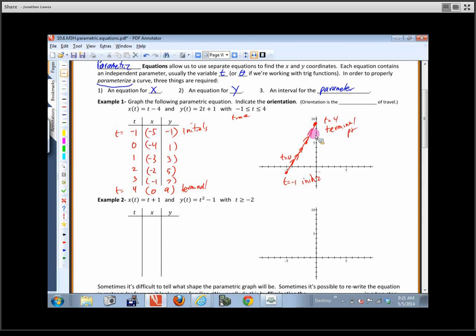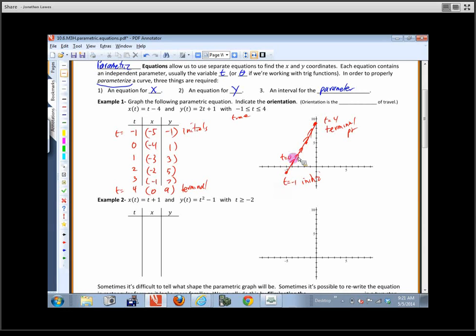There's nothing fancy about this. But using parametrics, we're able to start and stop wherever we want. In fact, if we wanted to do some funky things with this, we could make exactly the same path, but we could make it go backwards. Okay? So the line would look the same. It would still go from here to here. It just might do it in the opposite direction. So there are a lot of interesting things that can happen with parametrics.